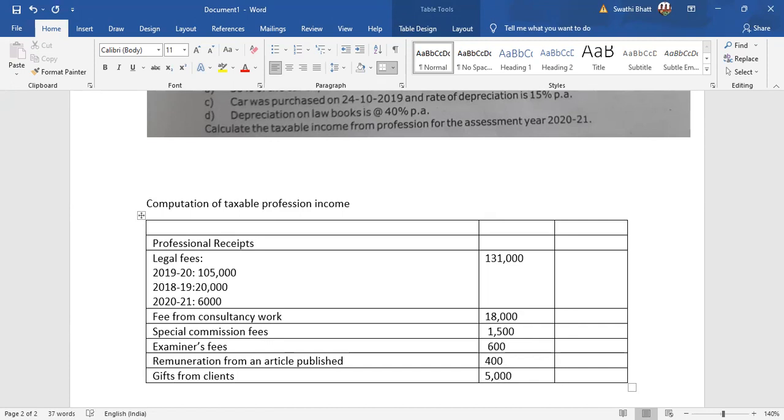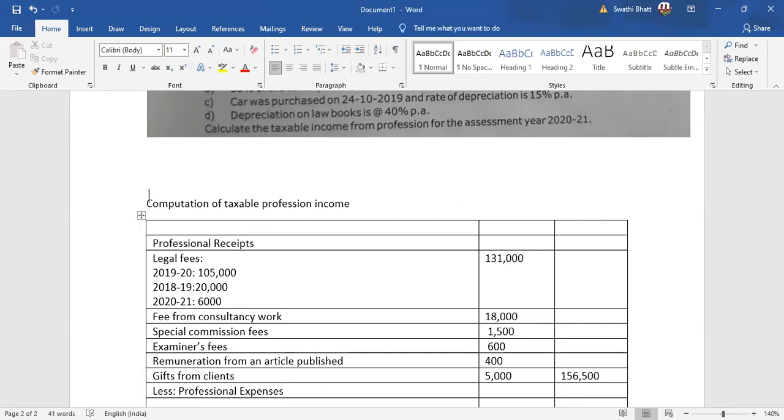Add all of the professional receipts and write the total here. So approximately the total will be 1,56,500. Next, what you're supposed to do is less all of his expenses which are related to his profession. So professional expenses. Here you have to look if the expenses are genuinely related to his profession or not.